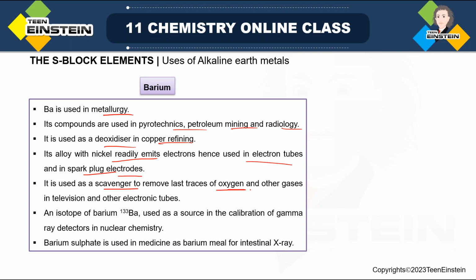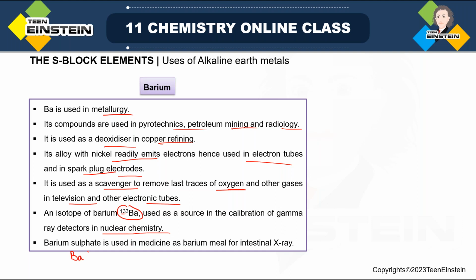So it can react with oxygen. As a result, the oxygen will be removed. Scavenger. Okay. Other gases also. Now, in some cases, it is required to remove the oxygen and other gases, such as in television and other electronic tubes. Then a specific isotope of barium, which is 133. It is used as a source in the calibration of gamma ray detector in nuclear chemistry. So remember, it is 133 barium.